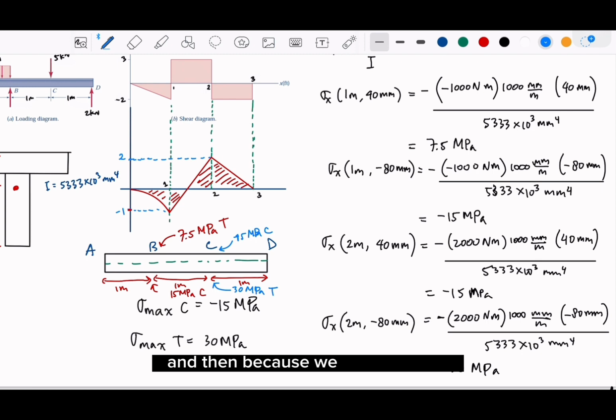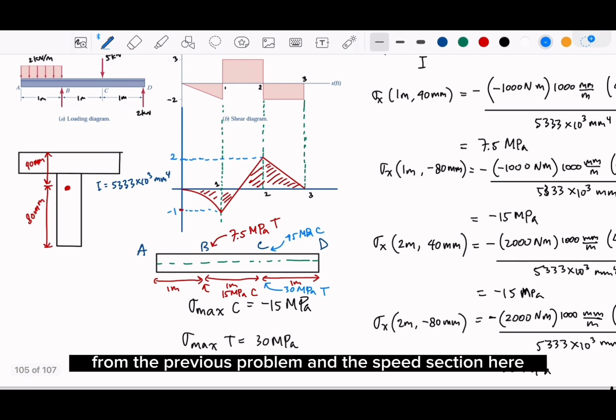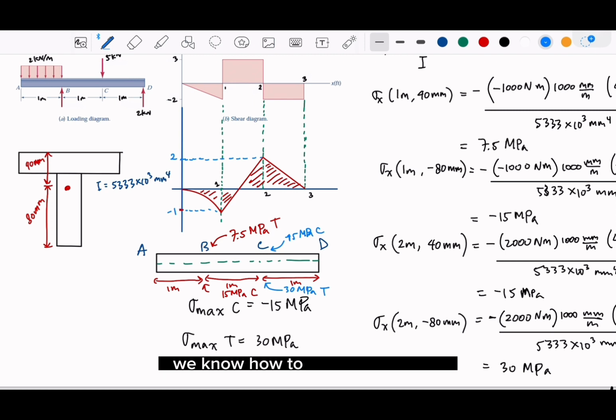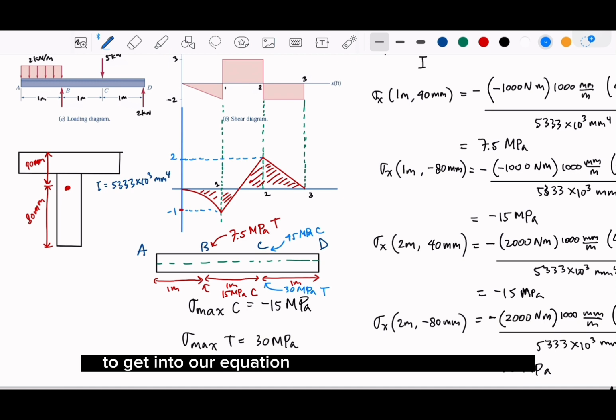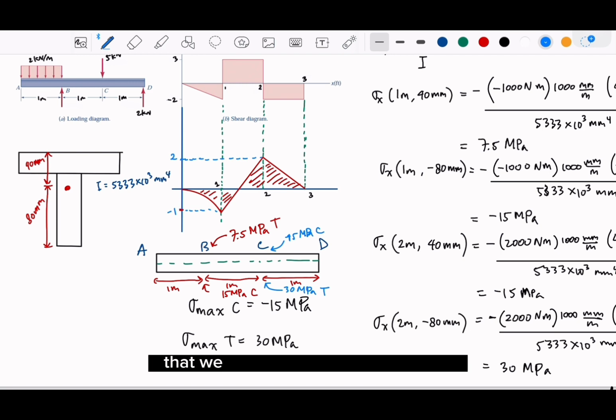And then, because we already know how to find the neutral axis from the previous problem, and this T section here, we know already the distance for each compression and tension. This distance is important to get into our equation to find the stress. So the first thing here, how do we decide which one that we input from the moment diagram? The one that has the most negative value and the one that has the positive value. This is the one that we are going to evaluate. So we are going to evaluate at this 1 meter and 2 meter.